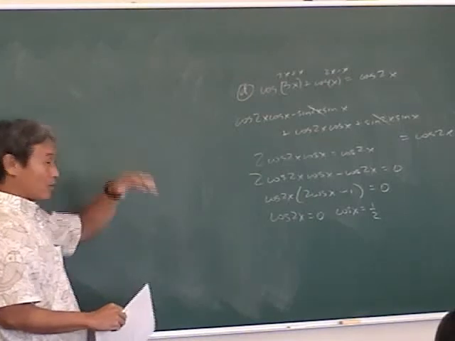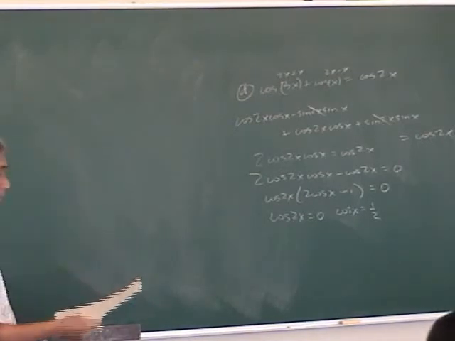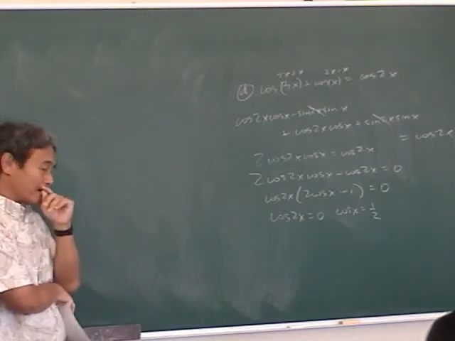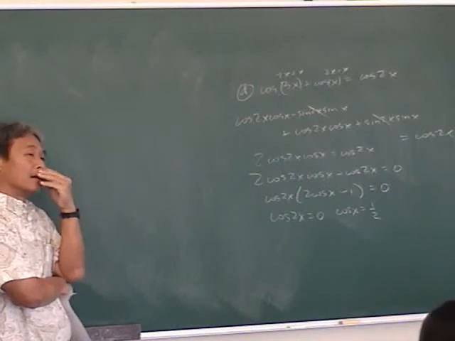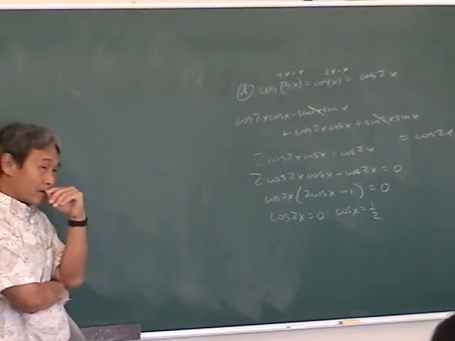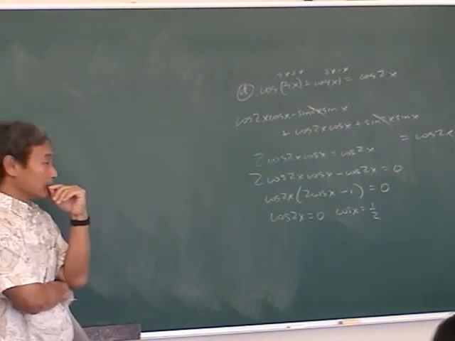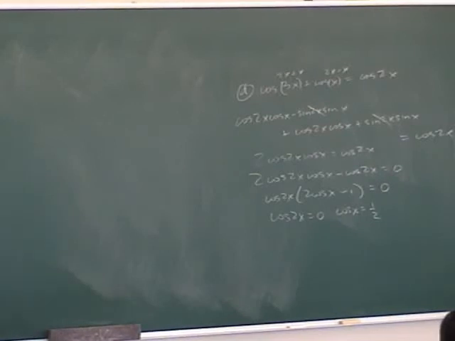Okay, well, you guys go back to them. Plug it back into the original. If the argument is negative, you cross it out. What were the answers that I got? I forget already. Oh, no, I can remember. Pi over 12, 5 pi over 12, 13 pi over 12, 17 pi over 12. Am I correct?